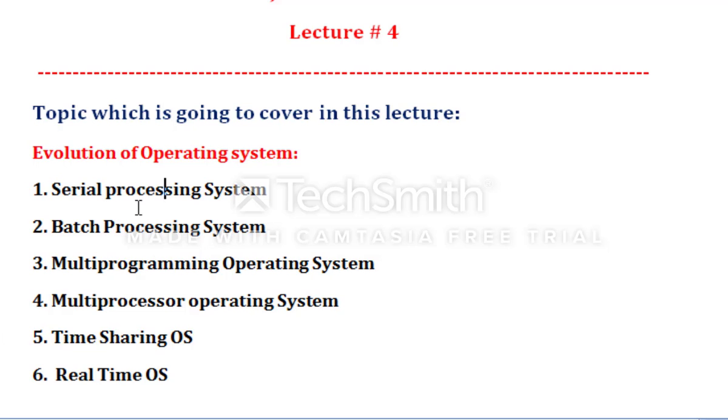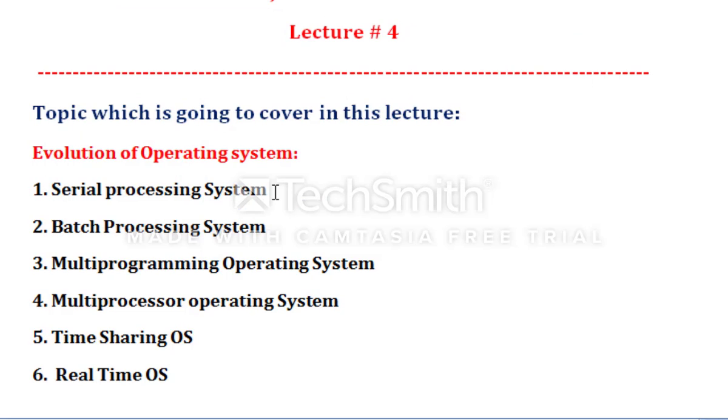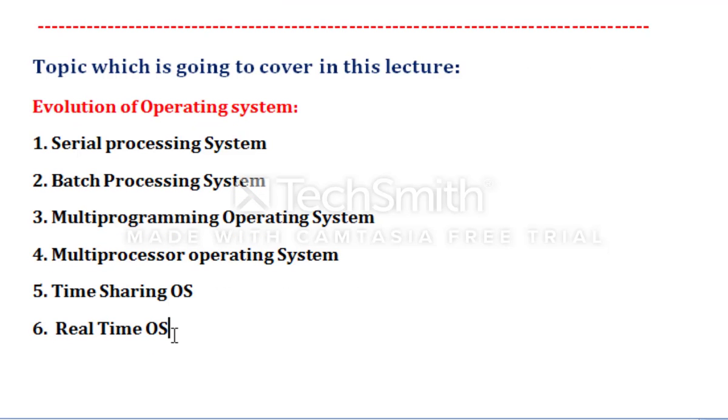In the last lecture we had discussed the serial processing system and how it works. Later on we discussed the batch operating system and how batch processing actually works. And to remove the drawback of the batch operating system, a new operating system was evolved, which is known as the multi-programming operating system. So let's have a look at what exactly the multi-programming operating system is and how it works.